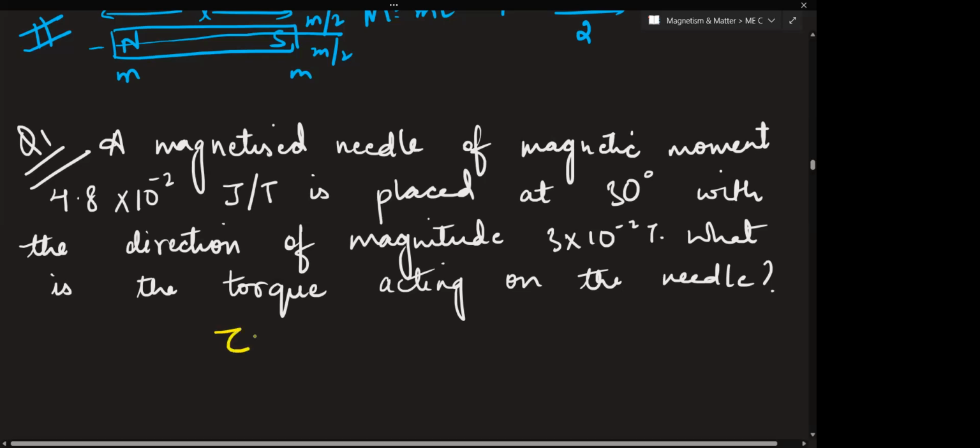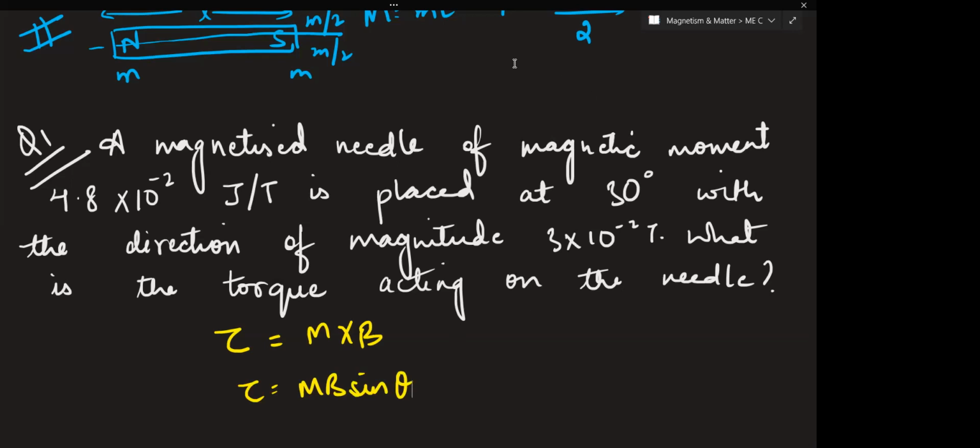So basically, you have to calculate the torque. A magnetized needle of magnetic moment is placed at 30 degrees with the direction of a magnetic field of magnitude 3 into 10 to the power minus 2 Tesla. What is the torque acting on the needle? So this is a formula based question. M cross B, or you can write this as MB sine theta.